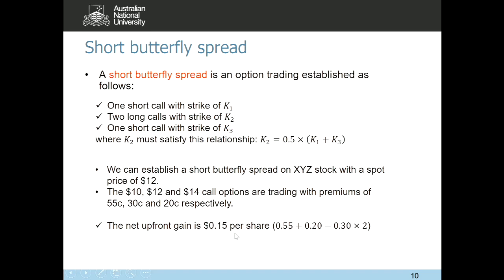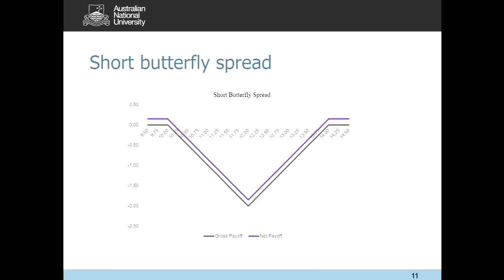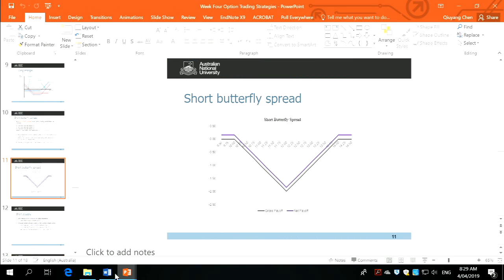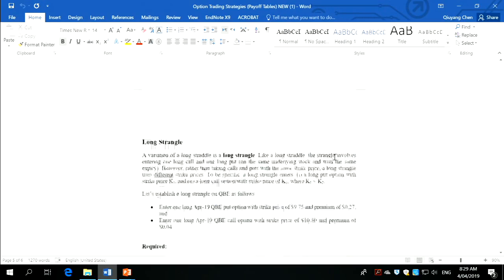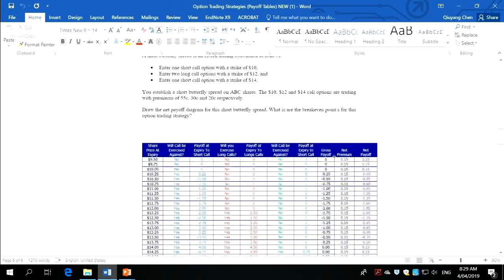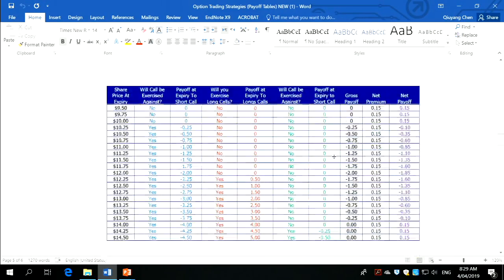All right? So once we set up this short butterfly spread with call options, we're hoping that the share price really becomes really volatile. Okay, so before I show you the diagram again, I'm going to use the payoff table. So the payoff table is here.